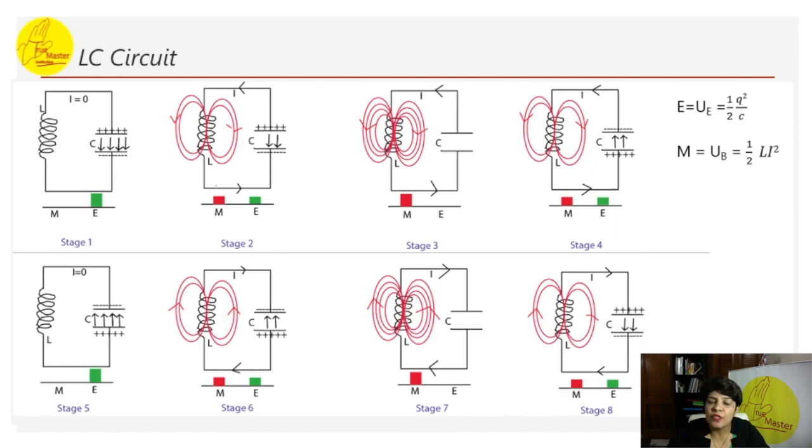Let us try to visualize how the charge oscillates with the help of these pictures. These are 8 stages. So we will try to explain in 8 steps the level of energy, that is, the magnetic field and current, and the potential and the electrical energy in the various stages.